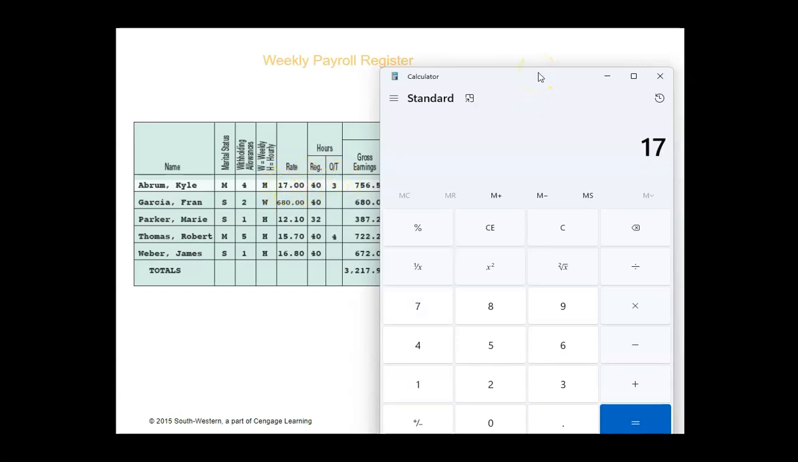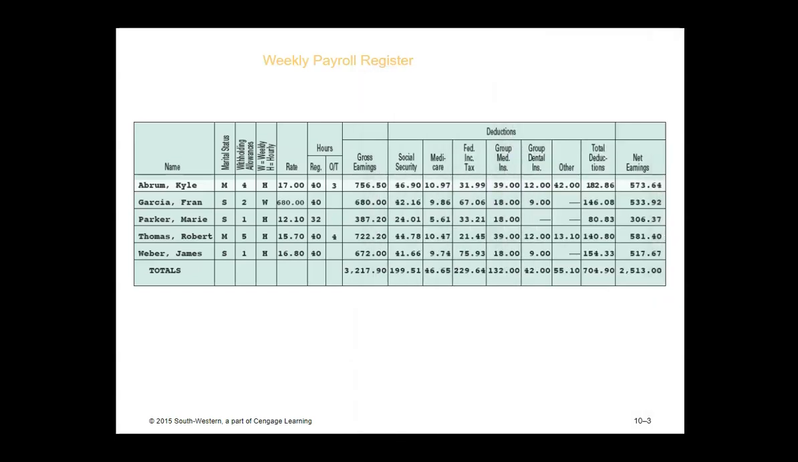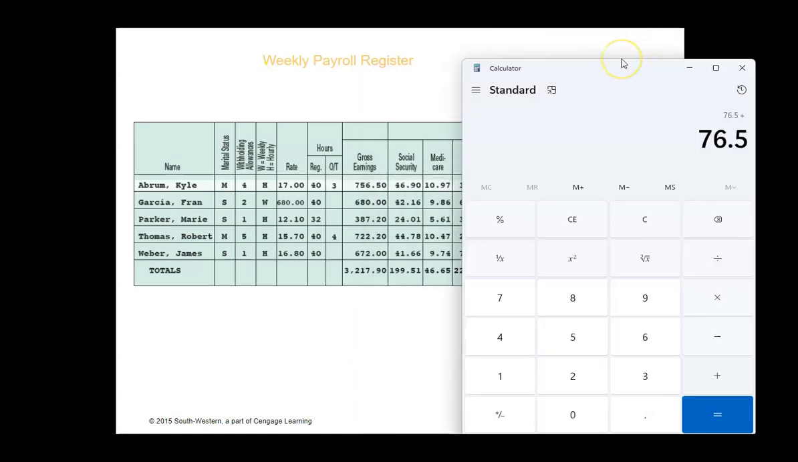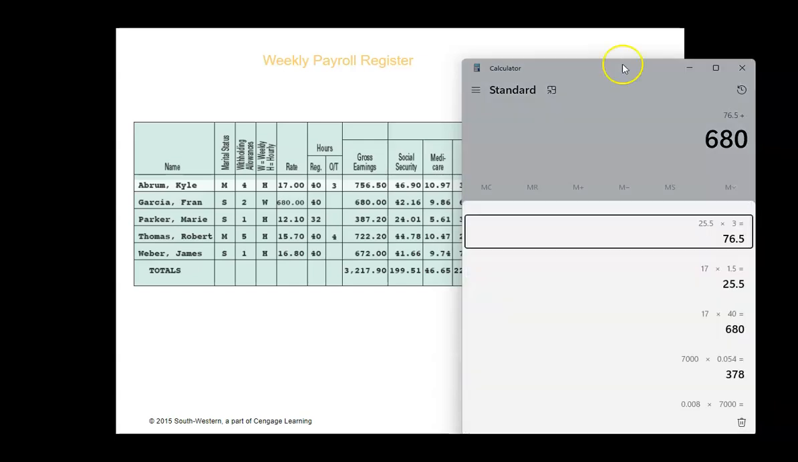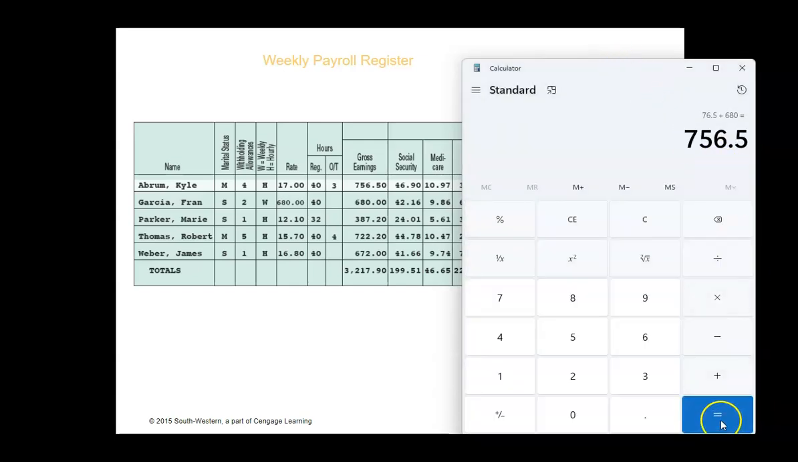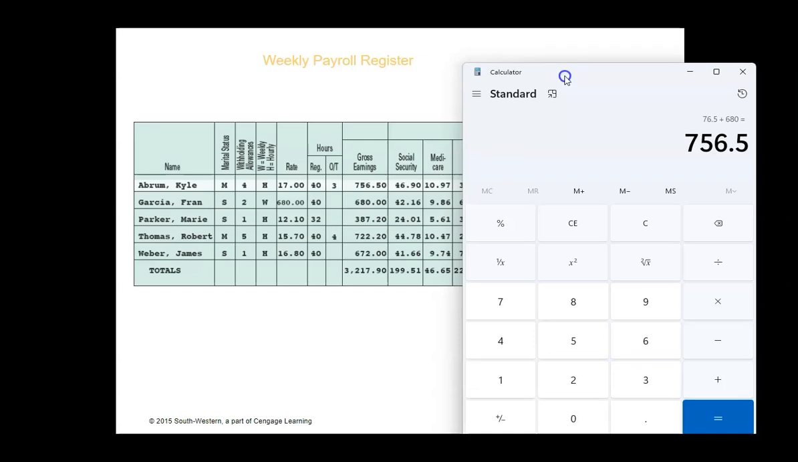He made 3 hours of overtime at 1.5 times his regular rate. So I'm taking $17 and multiplying that by 1.5. That gives me $25.50. So that's going to be his overtime hourly rate. I'm multiplying that by the number of overtime hours that he worked, which was 3 hours. Then I'm adding $680. And that gave me the gross earnings of $756.50.